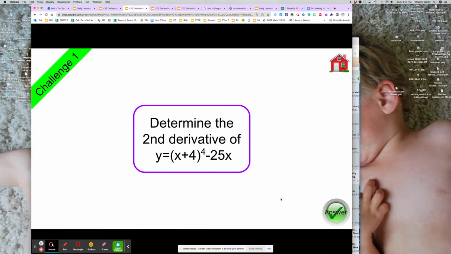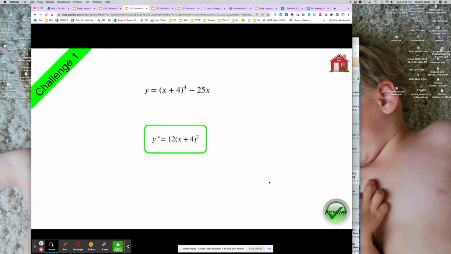Let's go. So determine the second derivative of y equals (x plus 4) to the power 4 minus 25x. I'd like you to pause the video right now and determine the second derivative on your own. And when you're ready to check, come back to me. Okay, so the first derivative I think we are all going to be okay with. We're going to use the chain rule here. So we're going to bring down the 4, to the power 3, and then multiply by the derivative of that guy, minus 25x, and the derivative of that would be 25.